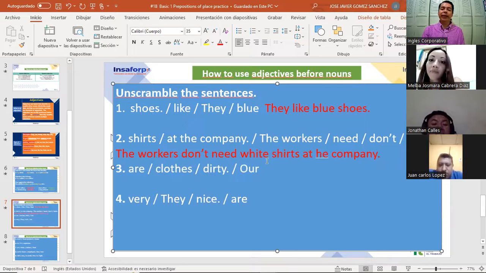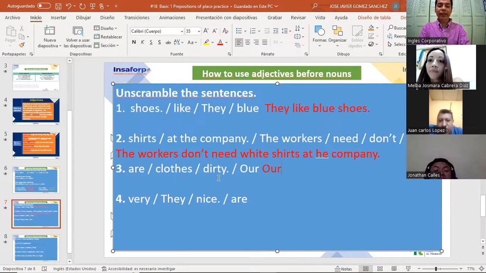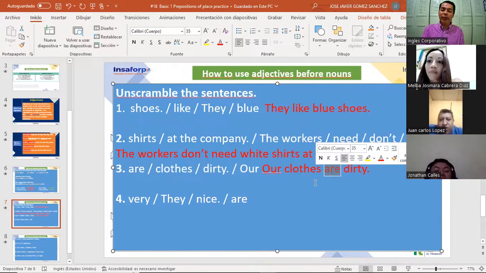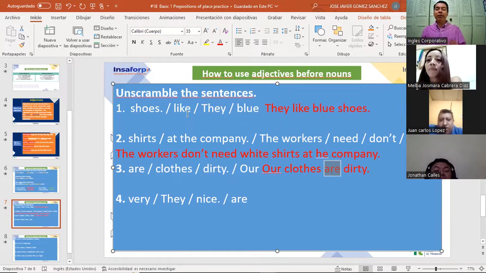Now, anybody else? No me dejan Melba sola. Vamos. Ayúdenme. Volunteers? Or clothes. Okay. Clothes are dirty. Okay, good. El teacher acaba de decir que primero va el adjetivo y después va el nombre. Pero aquí al revés, ¿verdad? ¿Por qué? Ok, siempre que usamos el verbo to be, vamos a usar primero el nombre y después el adjetivo, ¿ok?